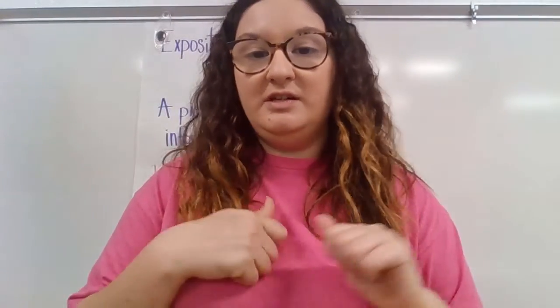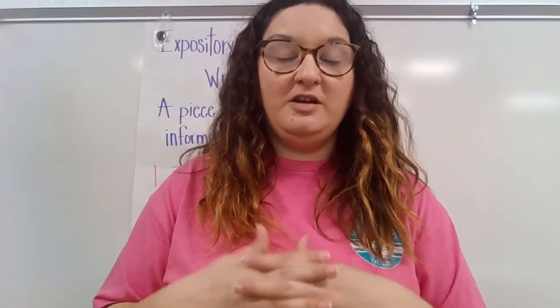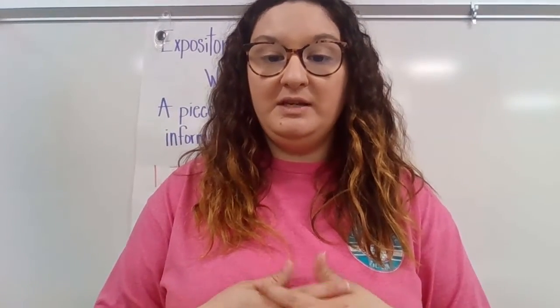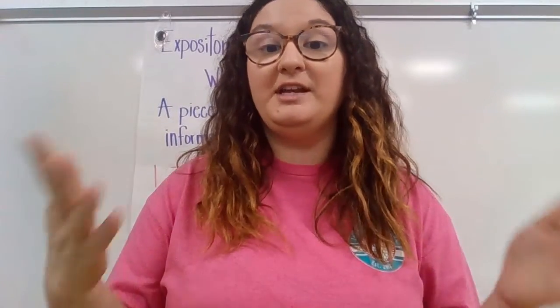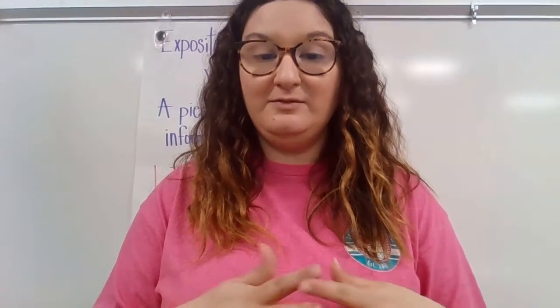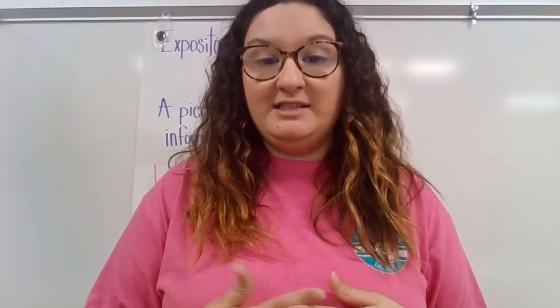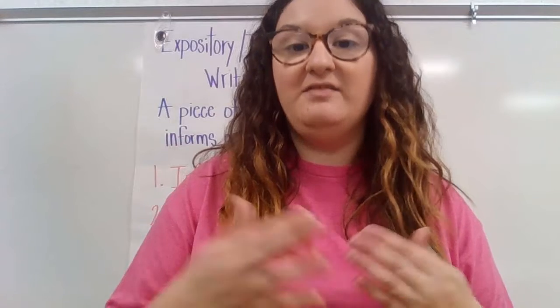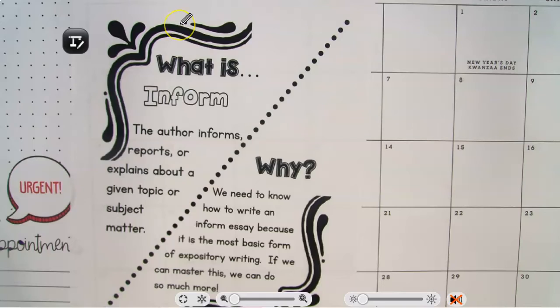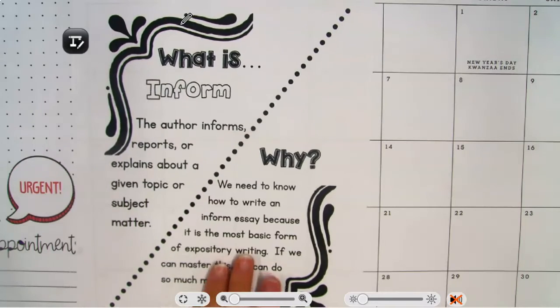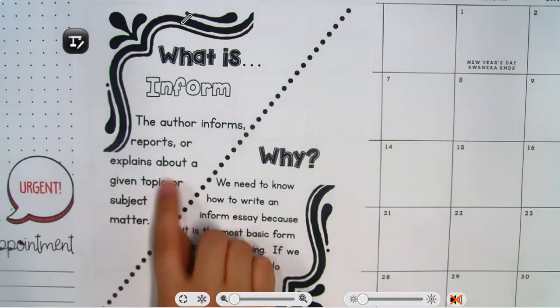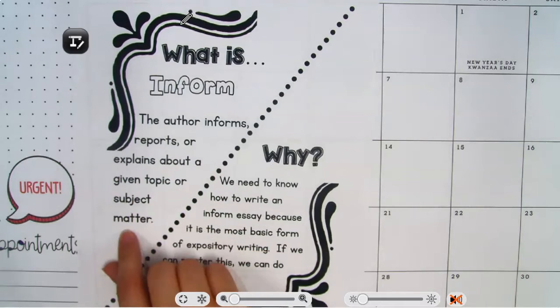So we are going to go over to the Alma. We're going to look more in depth at what inform is. We're going to look at what it looks like when you write to inform and what are the pieces that you need when you write an informative essay. Okay, so let's talk about what is inform, because that's the type of writing we are going to be working on. So the author informs, reports, or explains about a given topic or subject matter.